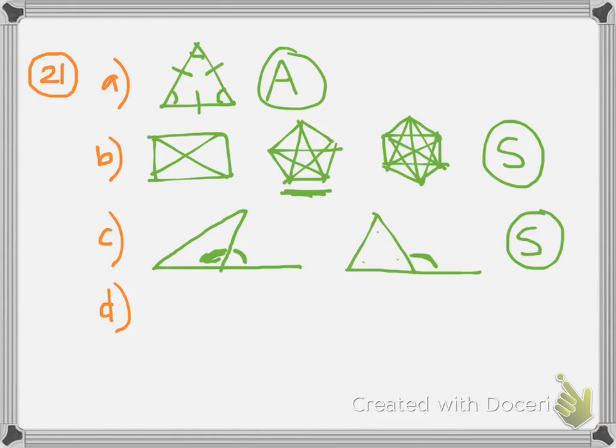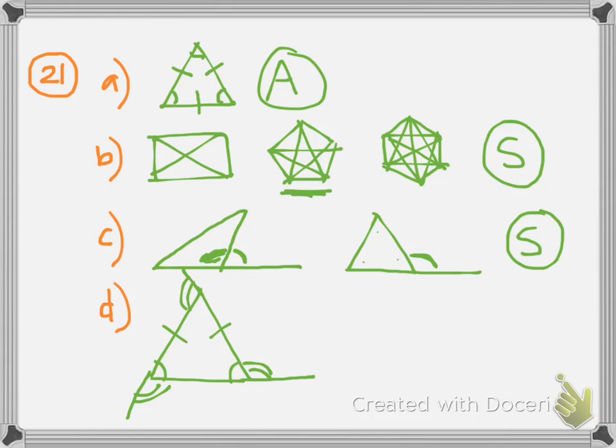D, one of the base angles of an isosceles triangle has a measure greater than that of one of the exterior angles of the triangle. So let's think about it. I've got an isosceles triangle. I've got these 2 base angles. Has a measure greater than that of one of the exterior angles. Well, in an isosceles triangle, I'm going to assume that this isosceles triangle I drew is acute. All the angles are less than 90, which means all the exterior angles are going to be greater than 90.